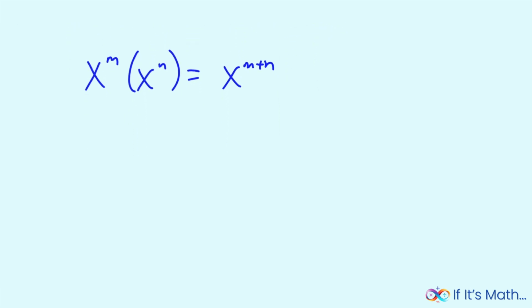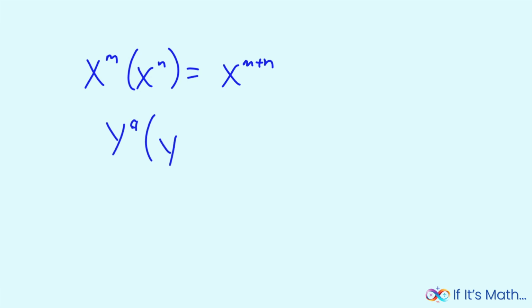So let's do another example here. If we have y to the ninth times y to the 13th, that's going to be y to the 22nd. So you just add the 9 and the 13 together.